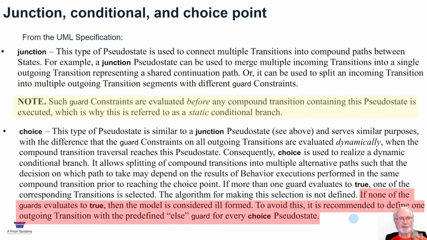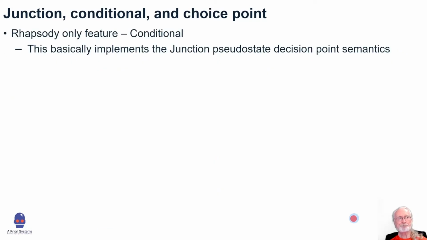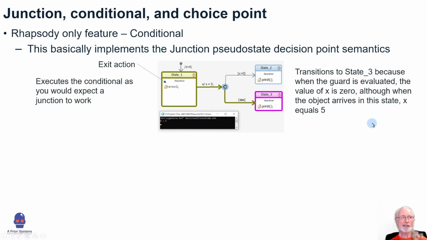Let's see what this looks like. With Rhapsody, junctions are implemented in two different ways. First of all, there's the conditional. Conditional looks like this. Looks like a junction with a C in the center. Let's actually look at Rhapsody execute that.